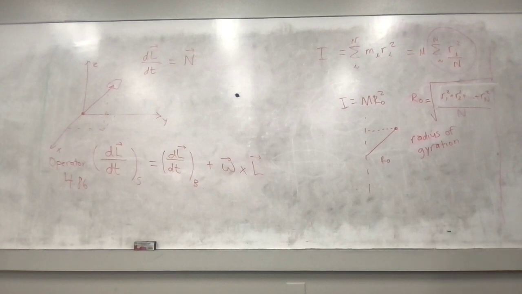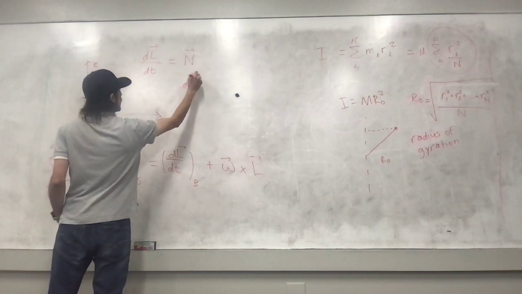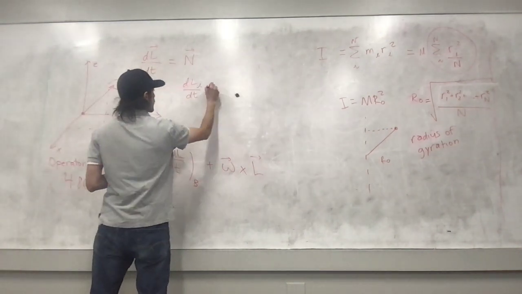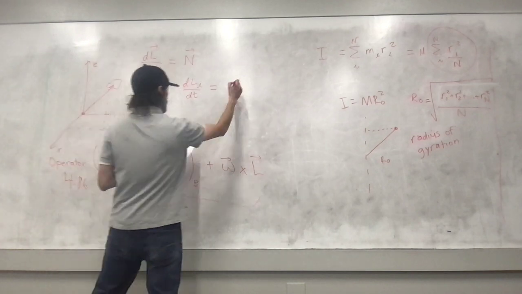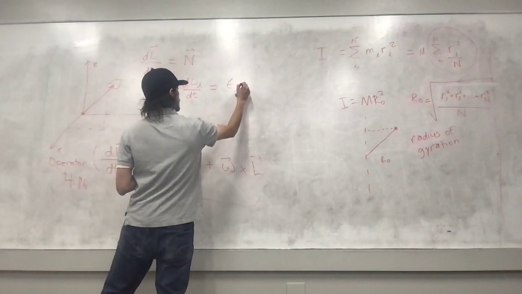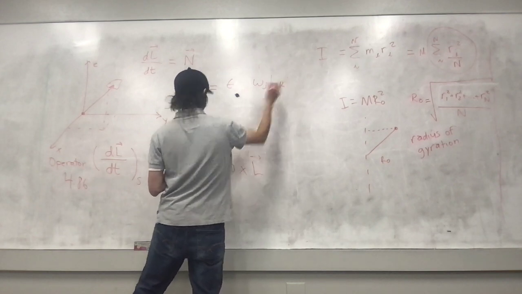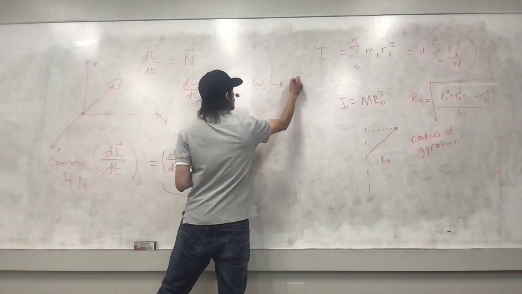So, we can write the torque for each of the components, where i is a particle, and that one is epsilon i j k omega j L k. Yes, this is equal to N i.